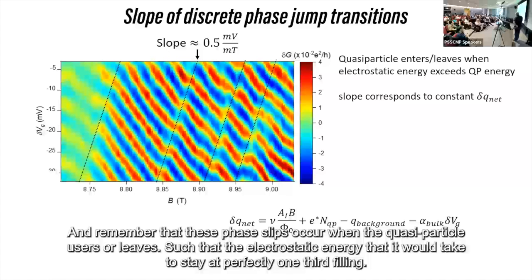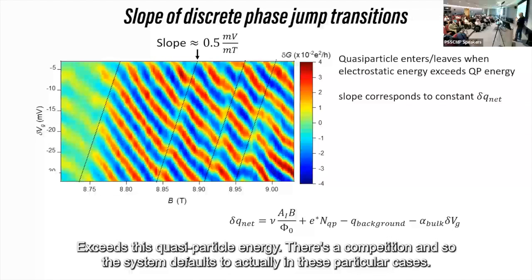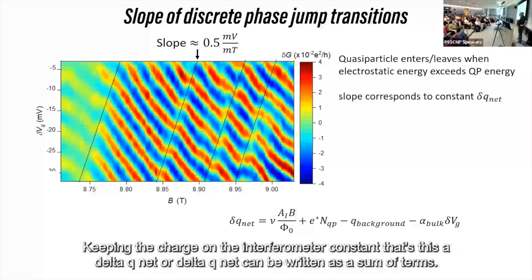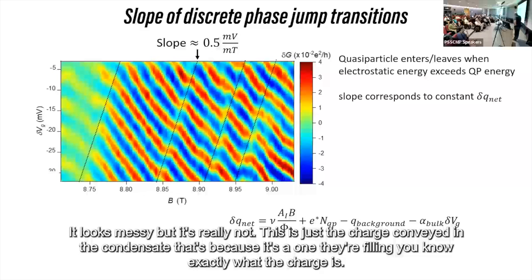And remember that these phase slips occur when a quasi-particle enters or leaves, such that the electrostatic energy that it would take to stay at perfectly 1/3 filling exceeds this quasi-particle energy. There's a competition, and so the system defaults to actually, in these particular cases, keeping the charge on the interferometer constant. That's this delta Q net term. And delta Q net can be written as a sum of terms. It looks messy, but it's really not.